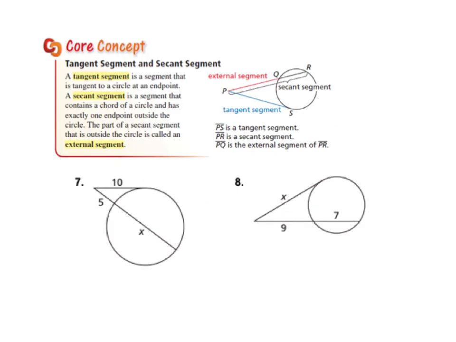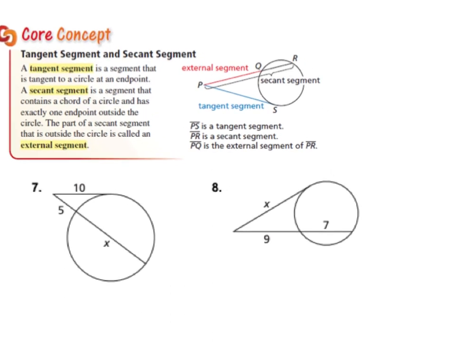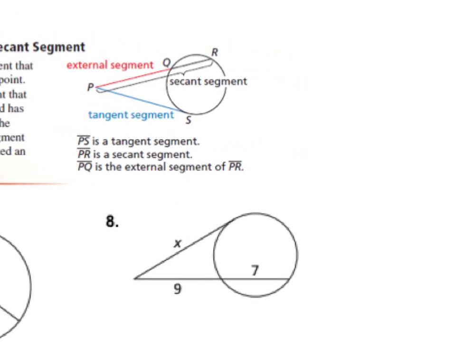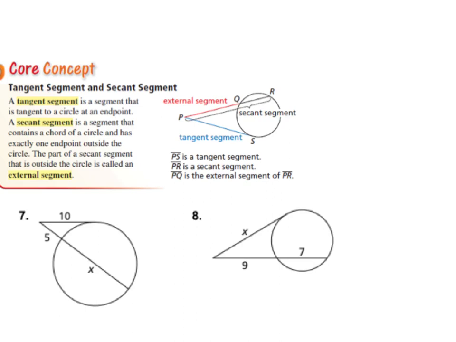Okay, so now we have one more idea that we need to do. The first thing that we did was two chords meeting inside a circle. Then we did two secants meeting outside the circle. Now we're going to have a tangent and a secant meeting outside the circle. You're going to have a tangent, which means it's a segment that goes to the circle like that, and then you're also going to have a secant that goes through the circle and intersects it also at this point.